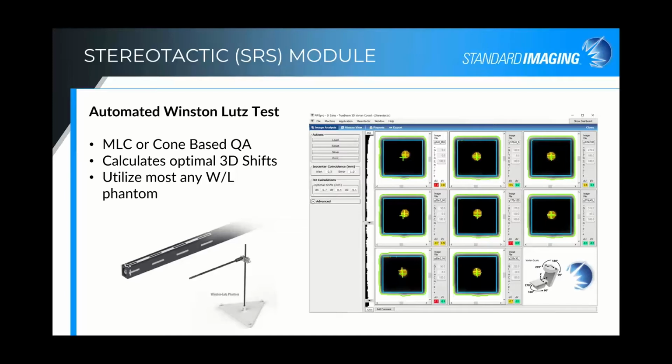And you can utilize any number of different types of Winston-Lutz phantoms. It can be a pointer phantom like you see in the lower left. It can be a cube phantom. We offer a number of different phantoms, but it can be as simple as any kind of Winston-Lutz phantom that you have in-house as well.